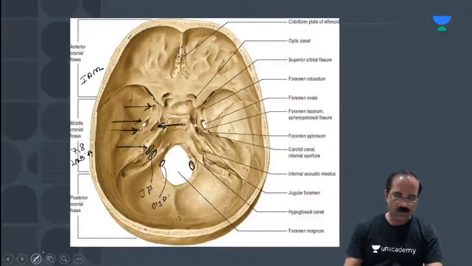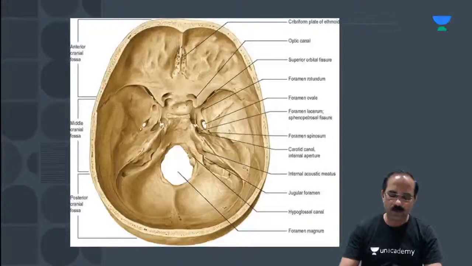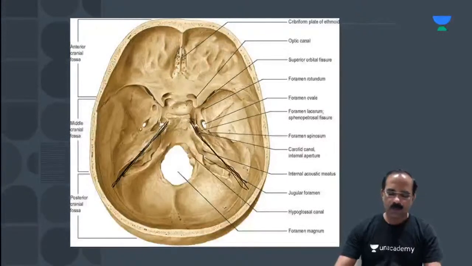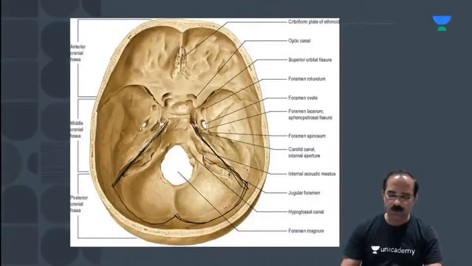So all this is known to you. Now, I'll just tell you. Tell me what is this? There's something which is attached to the petrous part of the temporal bone. And there's something which is attached to the occipital bone here. And there's a gap left here.